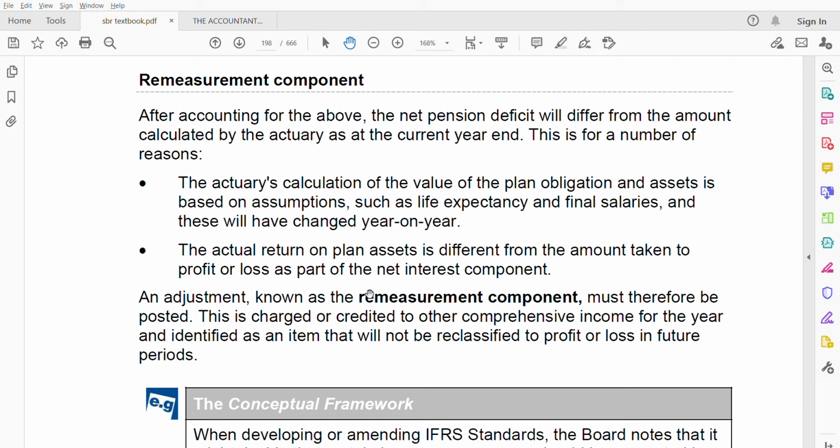So where does this remeasurement component relating to employee benefits, IAS 19, go? Other comprehensive income. It is credited to other comprehensive income for the year. And that's not enough. You should know that this item will not be reclassified to profit and loss in future periods. It will always be in OCI. This is given in IAS 1 also. You can check the IAS 1 videos where I have listed some items which will be reclassified to profit and loss and some which will not. IAS 19 is one of those which will not be reclassified to profit and loss in a future period.